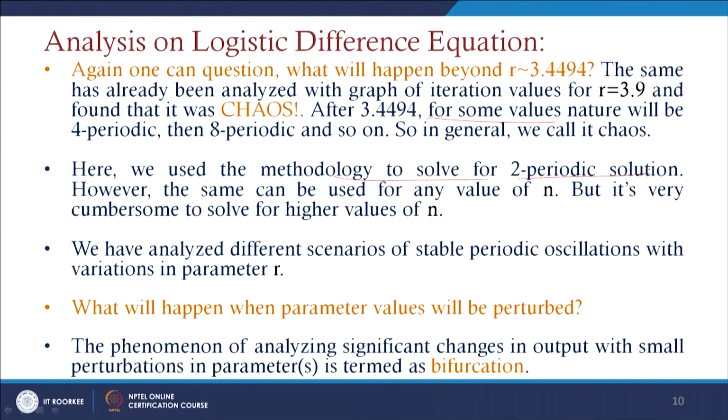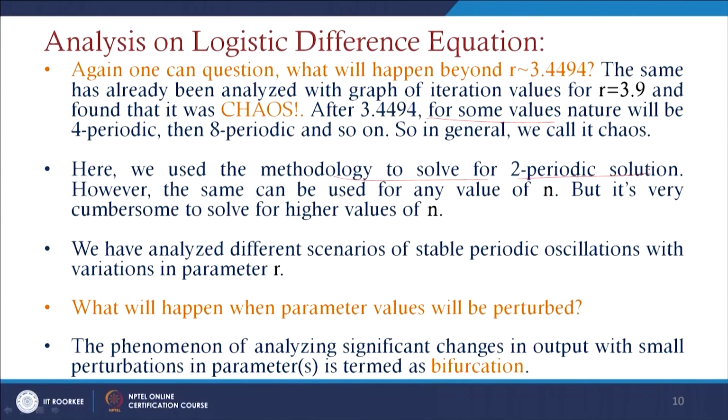We have analyzed different scenarios of stable periodic oscillations with variations in parameter r, and a question arises: what will happen when the parameter values are perturbed? If a small parametric value is added to the solution, how will it behave inside the system? The phenomenon of analyzing significant changes in output with small perturbations in parameters is termed bifurcation. If we find chaotic nature, it means that after certain oscillations it may be 4 periodic or 8 periodic, or we cannot imagine how it behaves, and then we say it is chaos. But where this bifurcation starts is also important to note or find out.